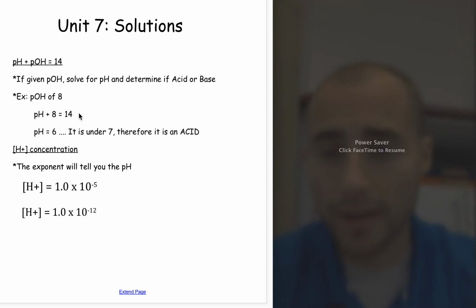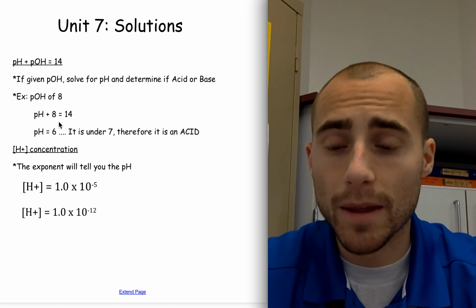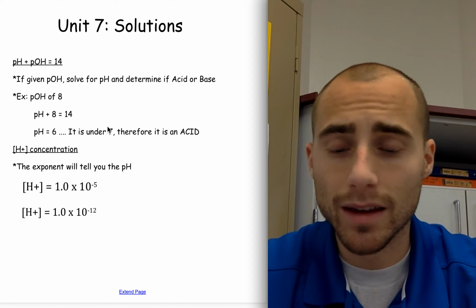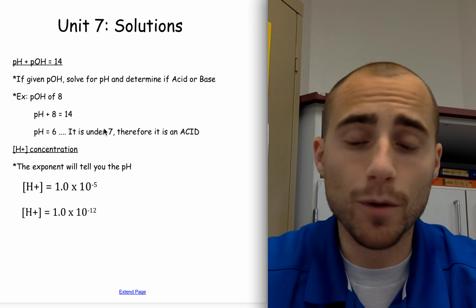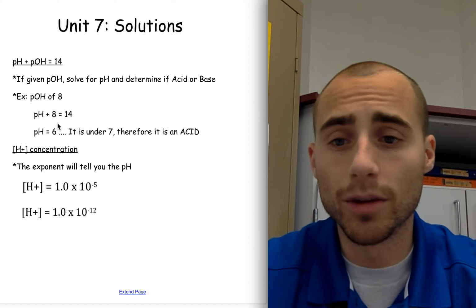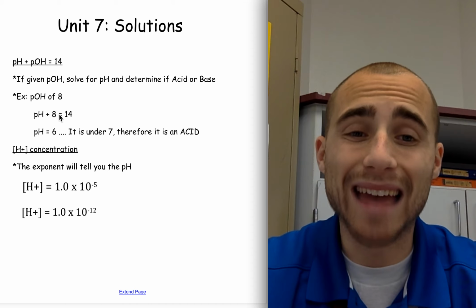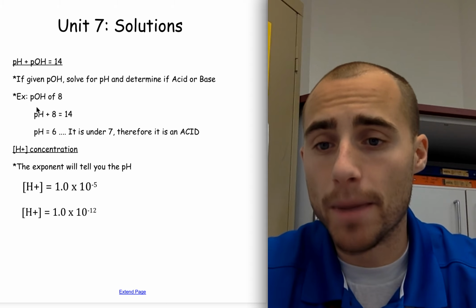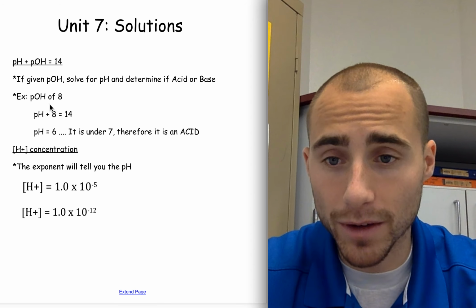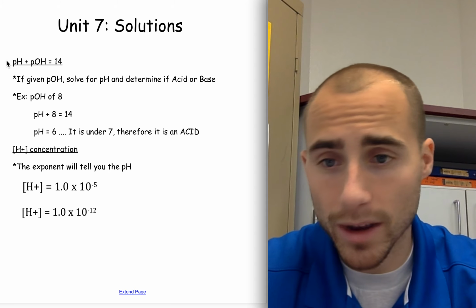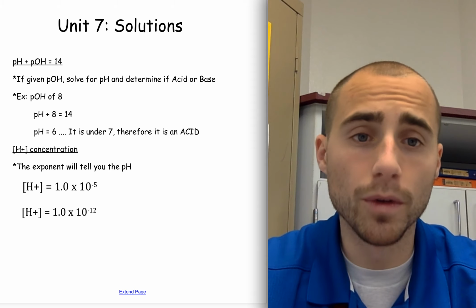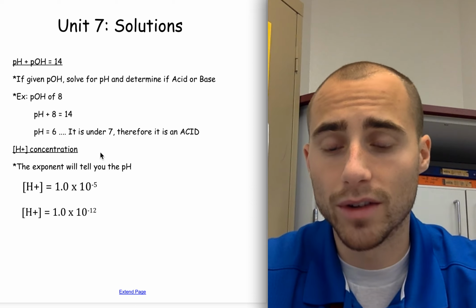If you plug 8 in for pOH, it has to add up to 14. That means the pH is 6. It's under 7, and therefore it is an acid. So we determine whether or not it is an acid or a base based on its pH. So if you are given pOH, you need to use this equation right here and solve for pH.